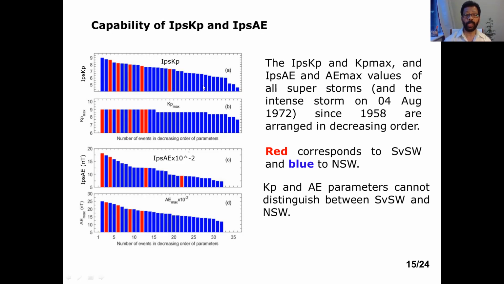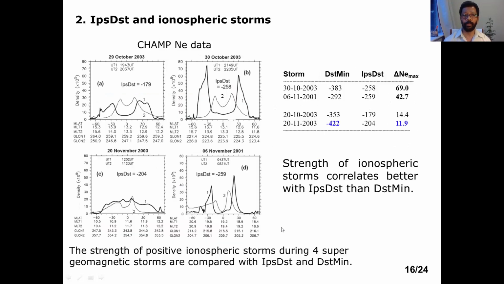The point you can notice here is that in all the parameters, whether it is the impulsive parameter of KP or the intensity parameter of KP, or impulsive of AE or intensity of AE, in all cases the blue histograms and red histograms are mixed up. That means KP and AE seem to be unable to identify severe space weather from normal space weather. Now we are coming to another application of the new parameter, that is for ionospheric storms.